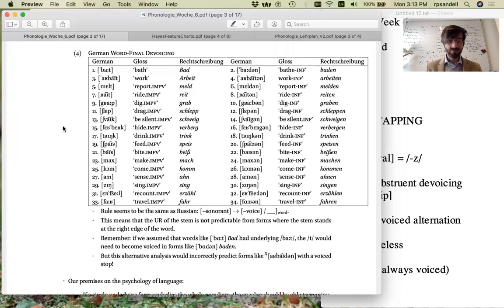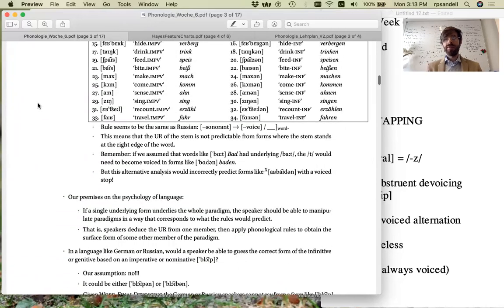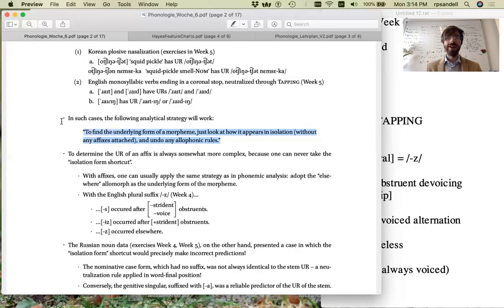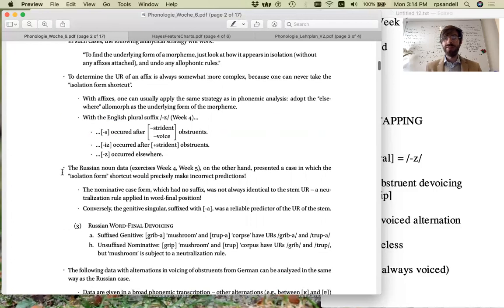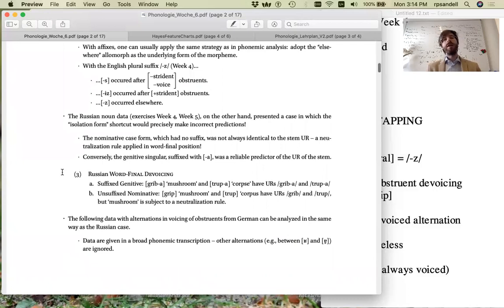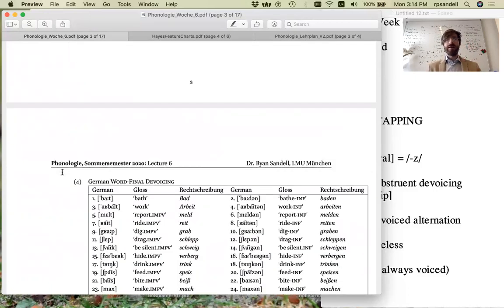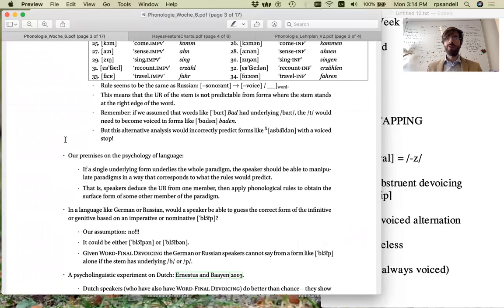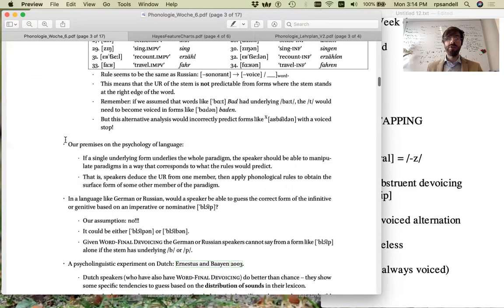And so now that we've reviewed this notion that sometimes we can take this underlying form shortcut in order to posit an underlying representation, but keeping in mind that this won't work for all cases, we can step back, pause for a minute to think a little bit about the overall psychology of language and consider what assumptions we're making about how language works, what is occurring cognitively, what assumptions we're making when we carry out phonological analyses in this way.